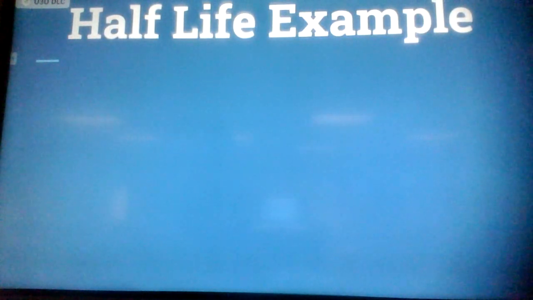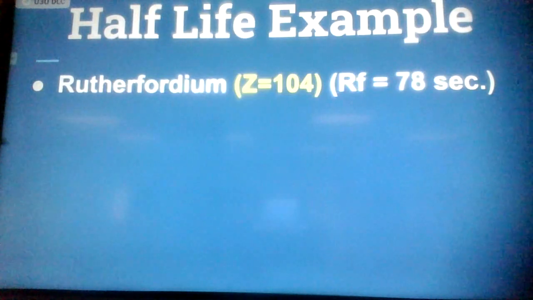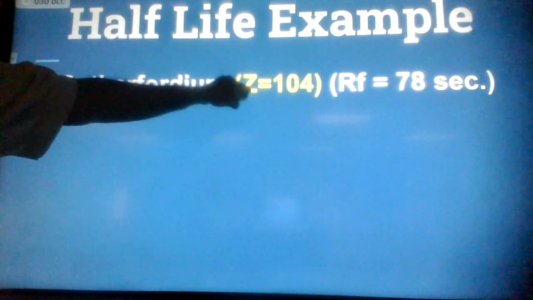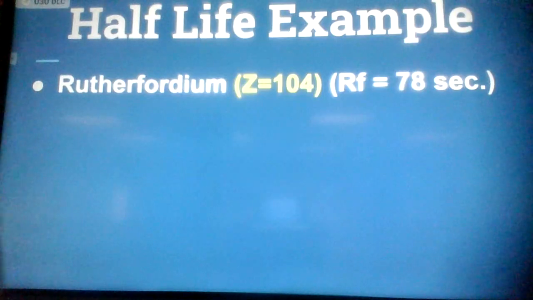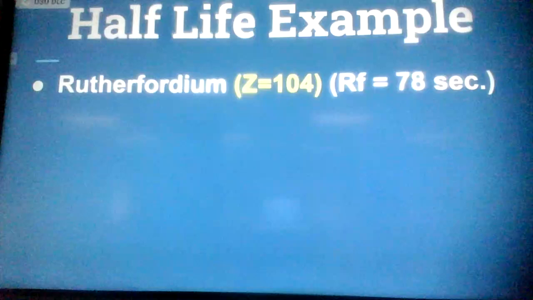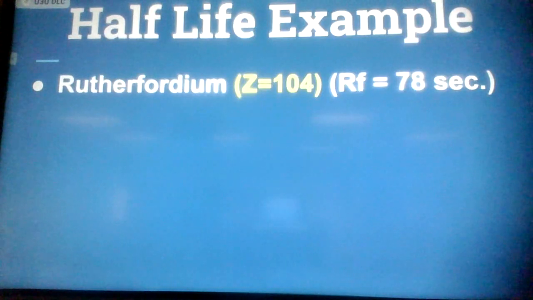Here's an example of half-life using the element rutherfordium. Remember, Z means atomic number. So rutherfordium's atomic number is 104. Find that on your periodic table. It's in period 7. The half-life of rutherfordium is 78 seconds. That means after 78 seconds, half of that rutherfordium will have changed into something new.